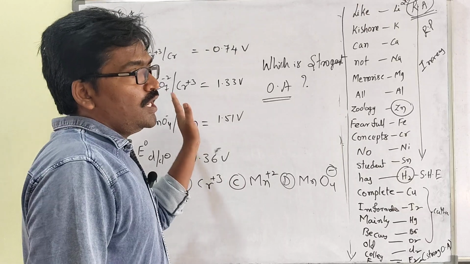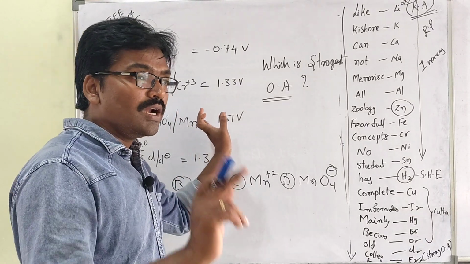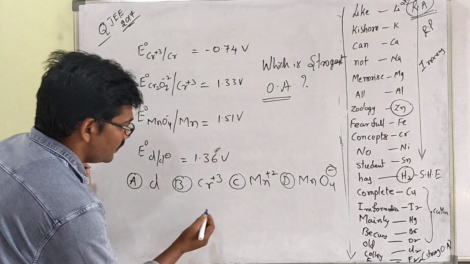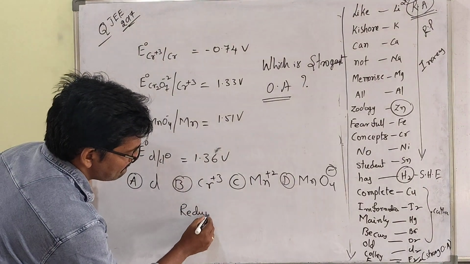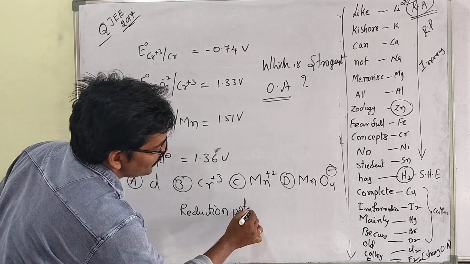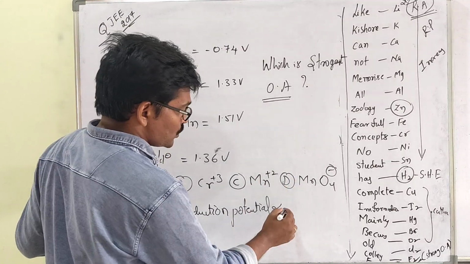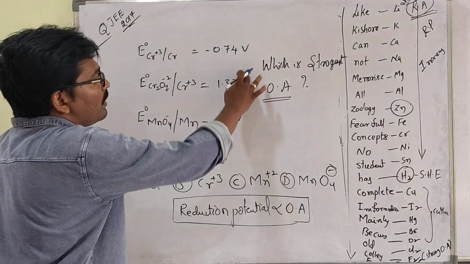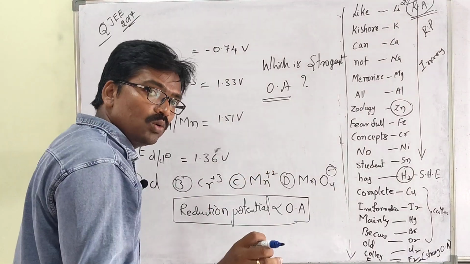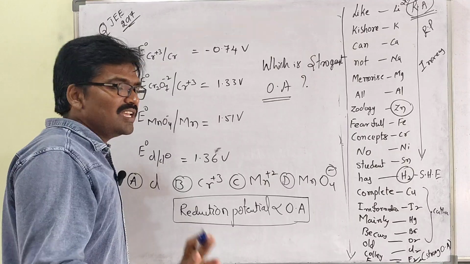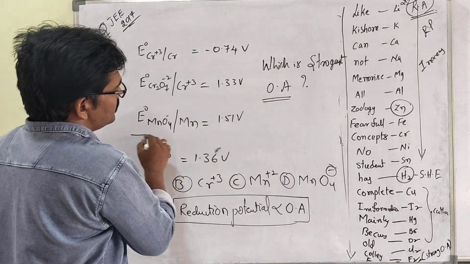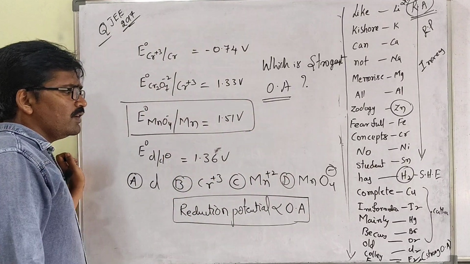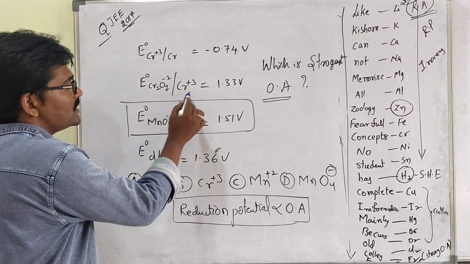What did I say? Reduction potential values are directly proportional to oxidizing power, that is, oxidizing agent. So among these four values, the one with the higher reduction potential value has greater oxidizing power and acts as the oxidizing agent. Which value is highest? This one is greater compared to the remaining: 1.51 volts.